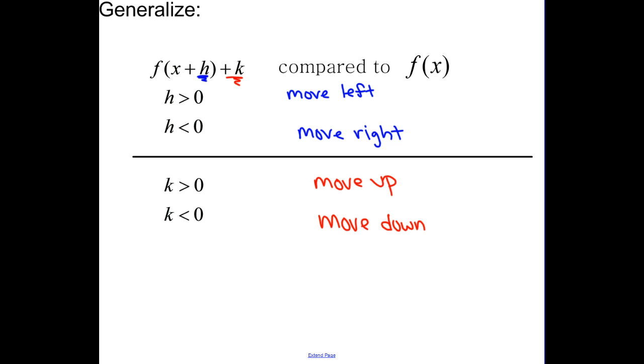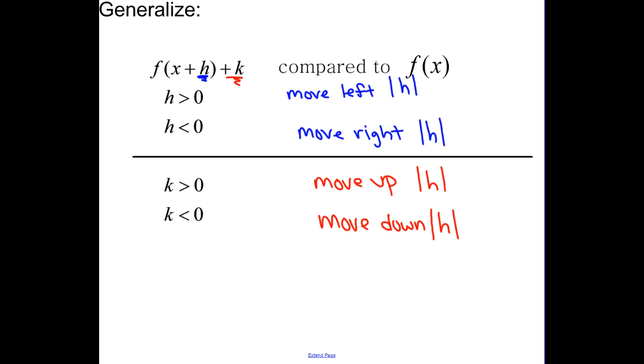Now really what we're going to be doing is moving it up, left, right, by the absolute value of that amount. So by the absolute value of h, we're going to move left or right, and by the absolute value of k, we're going to move up or down.